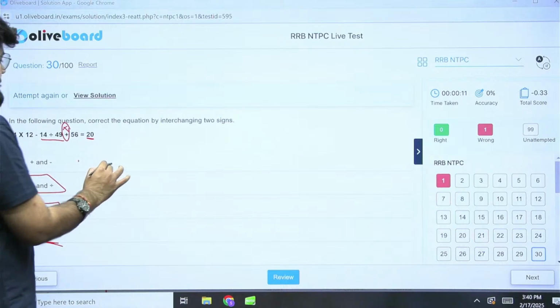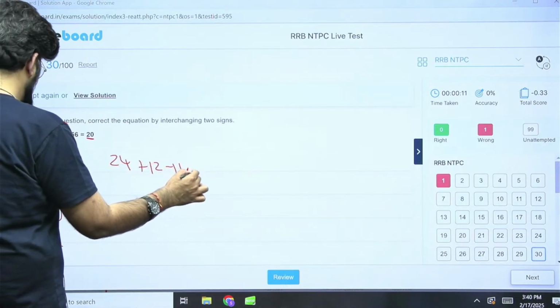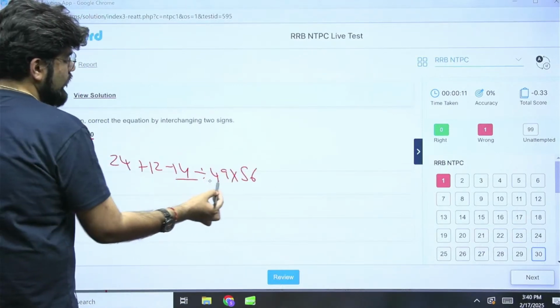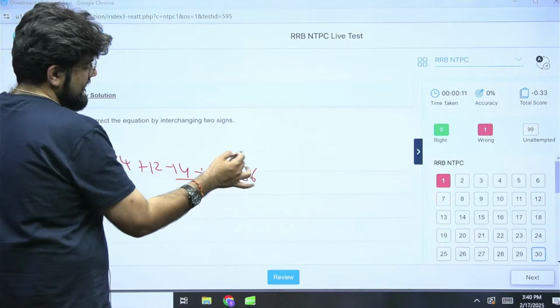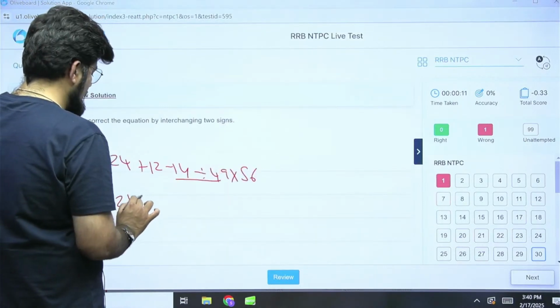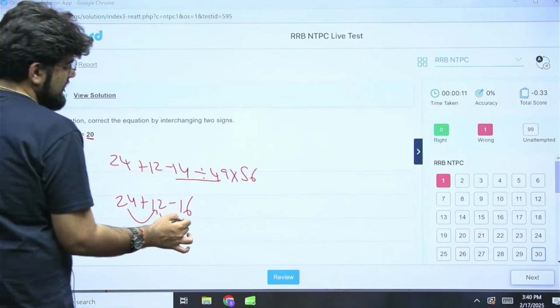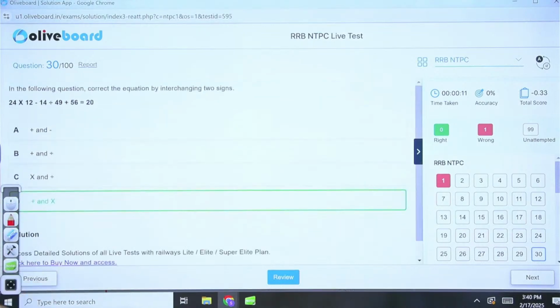So if I do that, I have 24 plus 12 minus 14 divided by 49 into 56. Let's see. So I divide 14 by 49, I get 2 by 7. I cancel 7 with 56, I get 8, 2 into 8 is 16. So I have 24 plus 12 minus 16. This gives me 36 minus 16 gives me 20, which is the correct answer. Hence option D becomes my correct answer. Let's quickly verify and move ahead. Done? Next.